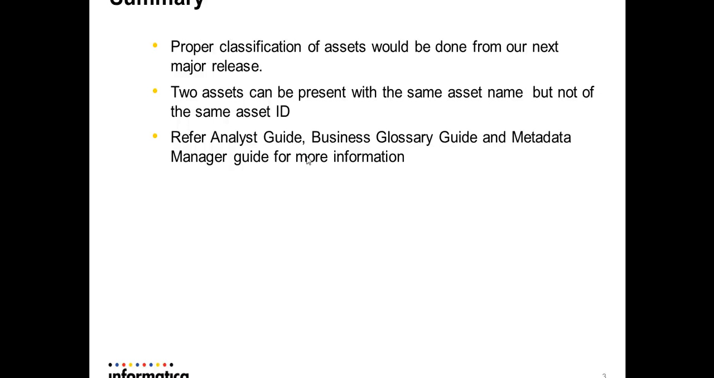We observed that while importing the assets, we got a message that four assets were found, which actually consisted of one business glossary and three business terms. In this particular version, there is no proper classification of assets. These assets would be further classified into the number of terms, the number of assets with the count in the file, from our future releases. In the analyst service, we can have two assets with the same asset name but not of the same asset ID. For more information on business glossary export and import, you can always refer to the business glossary guide along with the analyst guide and metadata manager guide.